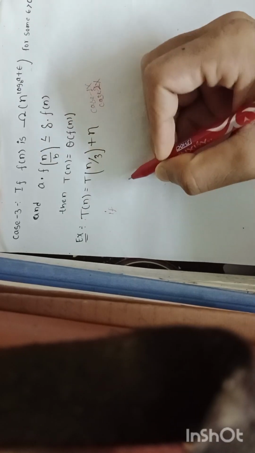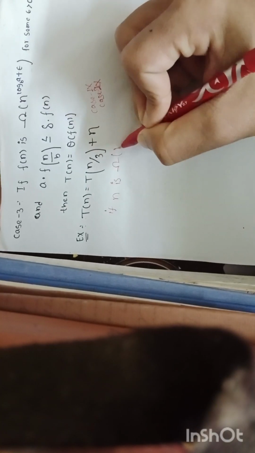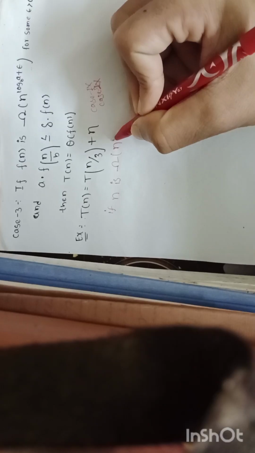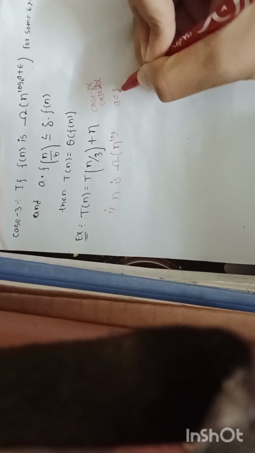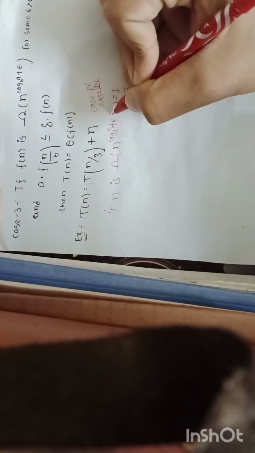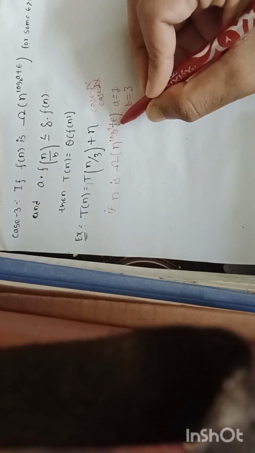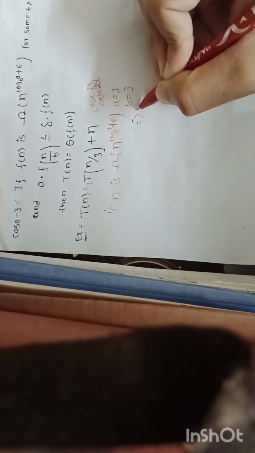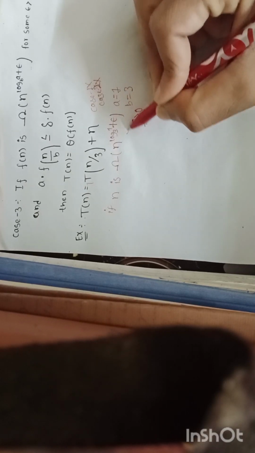If n is omega of n to the power log a base b, here a is equal to 1 and b is equal to 3, log 1 base 3, plus epsilon. Here yes, we can say that for any epsilon value greater than 0, it is satisfying the condition. So it satisfies the condition.